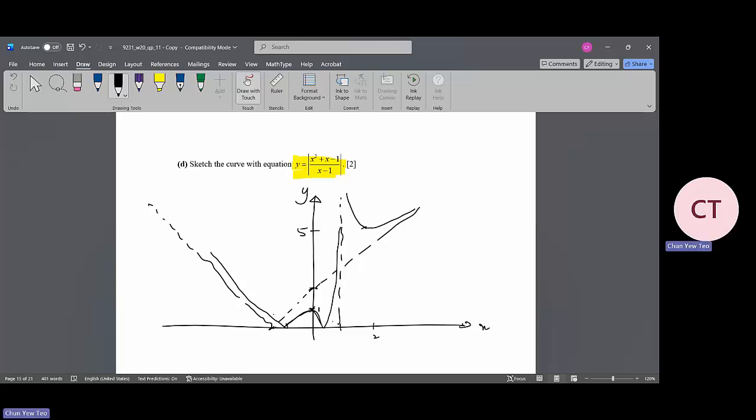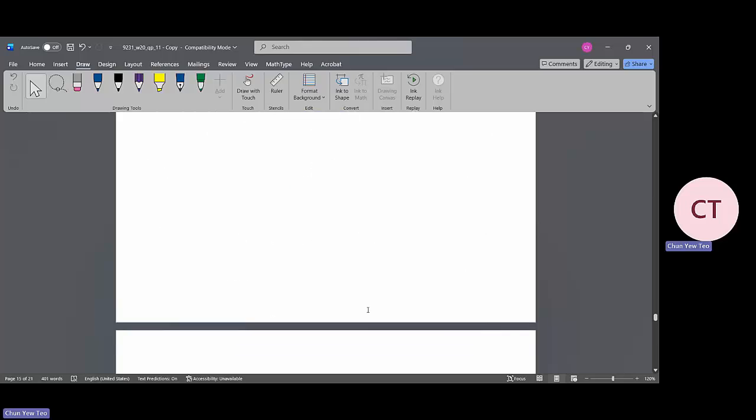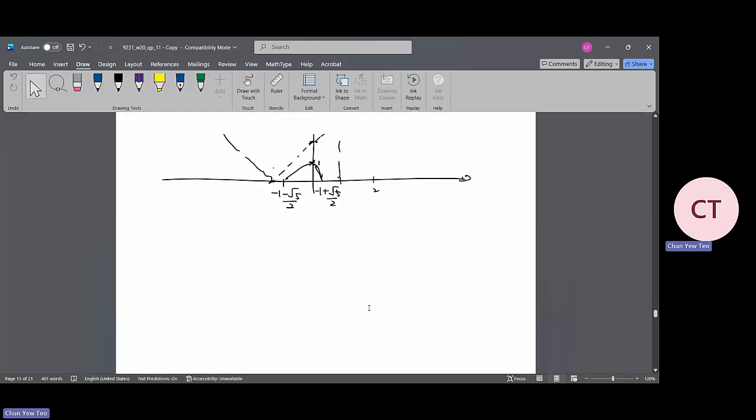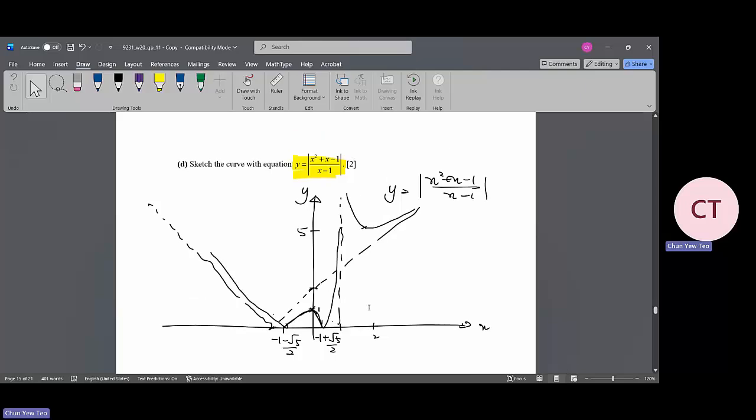There's a maximum point here. This will be negative 1 plus root 5 over 2. This will be negative 1 minus root 5 over 2. Okay, so this is the graph for y equal to the modulus of x squared plus x minus 1 over x minus 1. Are we going to use this graph to do anything? Let's take a look at the question. No more. Okay, the question does not require us to do anything with it. Just sketching the graph like this will do. So this will be the answer for question number 6D.